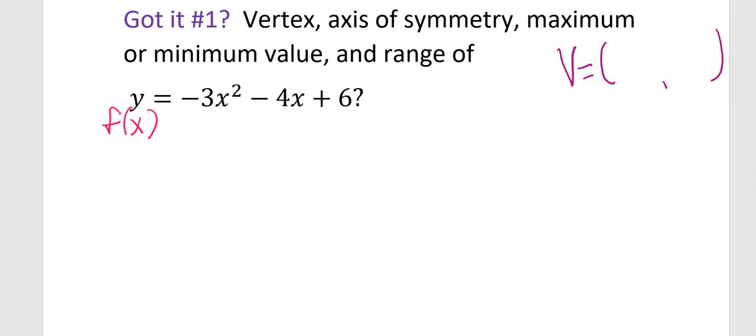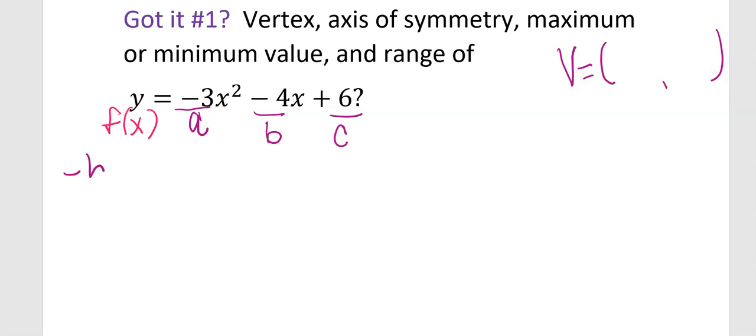Okay, so the first thing you're going to do is the negative b over 2a part. A is going to be -3, b is going to be -4, c is going to be 6. If you have to write them down, write them down. If you don't, just look at them. It's okay.